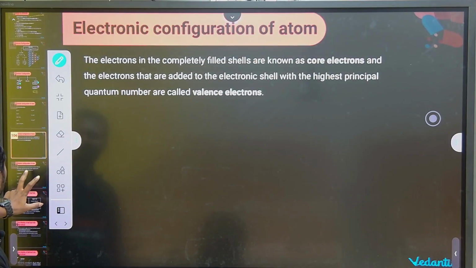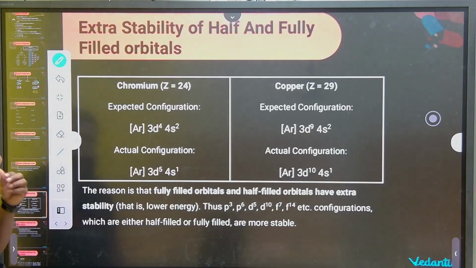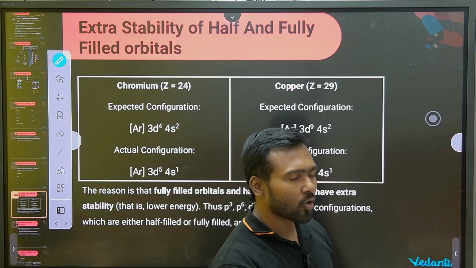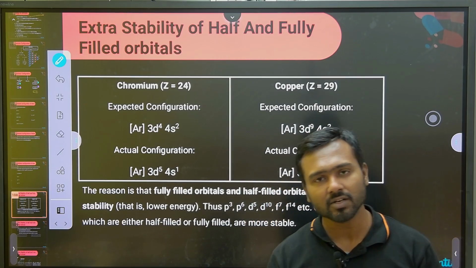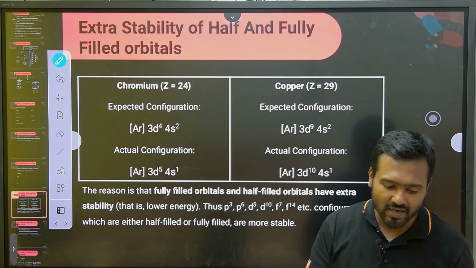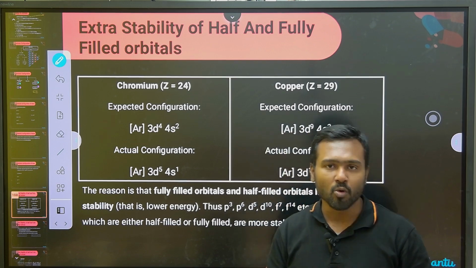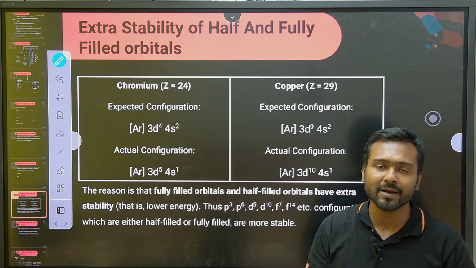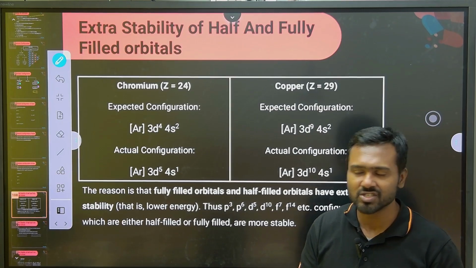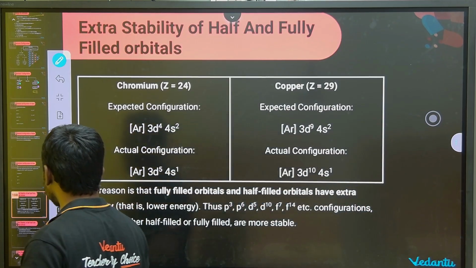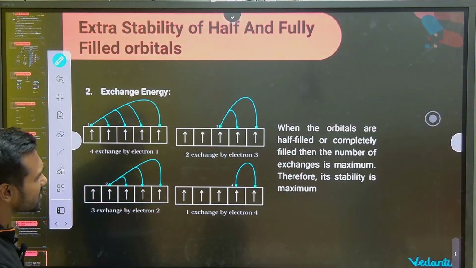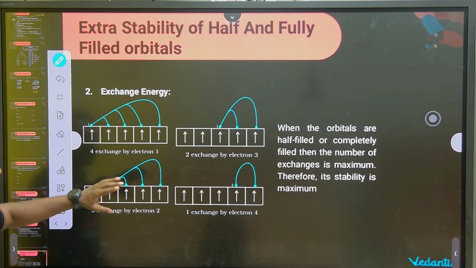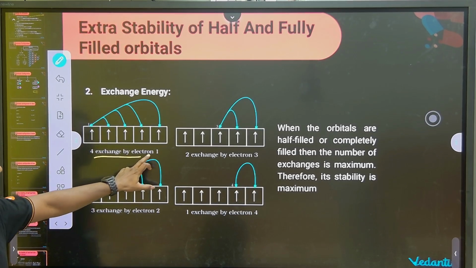So electronic configuration. These are the anomalous electronic configurations. We know that chromium and copper have anomalous electronic configurations because half-filled and fully filled configurations give more stability. The half-filled and fully filled configuration stability is explained based on the exchange energy concept. That is, the same spin electrons will be exchanged. Here there are 4 exchanges for electron 1.